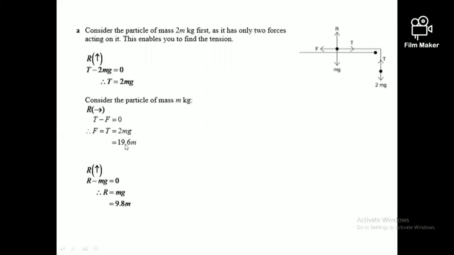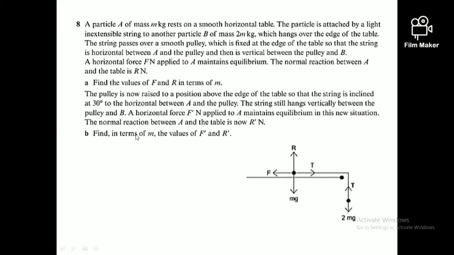Therefore, you can simply say F is how much then? F is equal to 2 mg. 2 mg is how much? 9.8 times 2 is 19.6 m. They expect you the answer in the form of m. Nothing to worry with that, right?